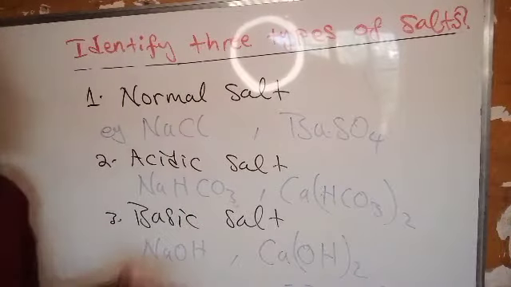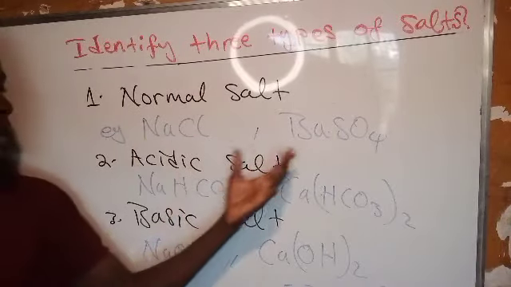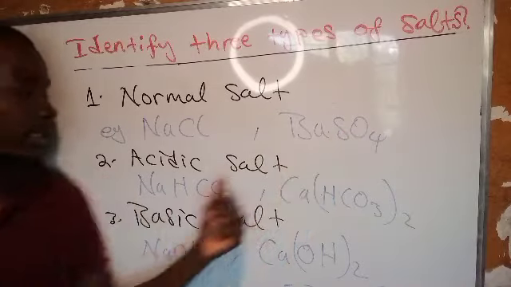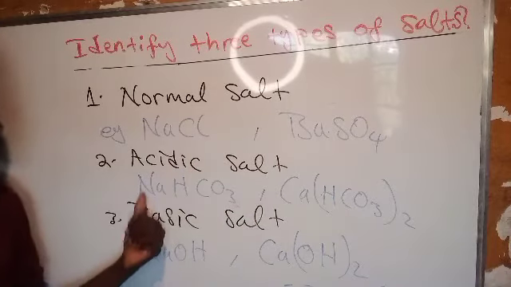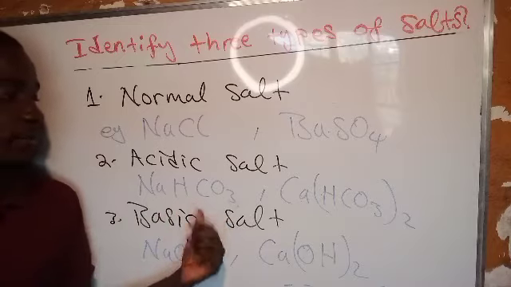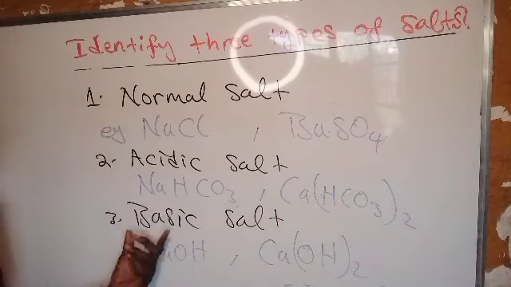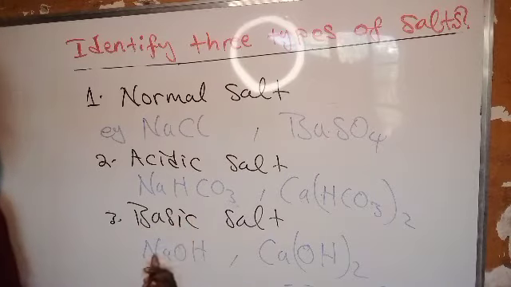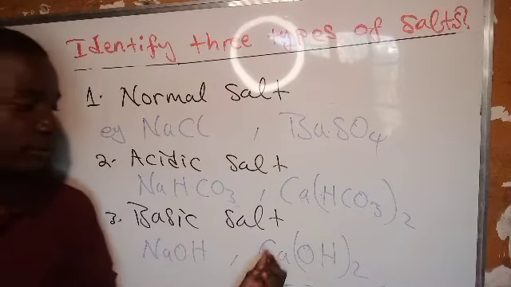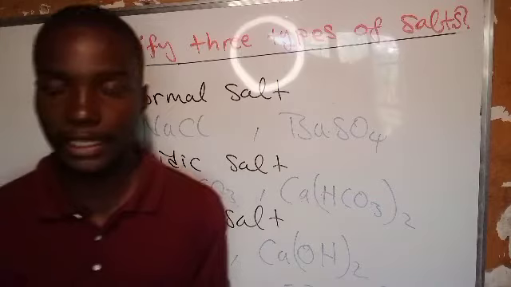Okay, so the examples of a normal salt, we have sodium chloride and barium sulfate. Then the examples of acidic salt, we have sodium hydrogen carbonate and calcium hydrogen carbonate. Then examples of a basic salt, we have sodium hydroxide and calcium hydroxide.